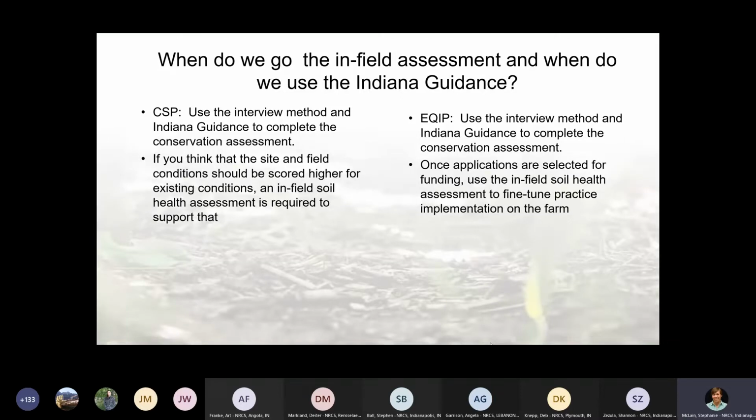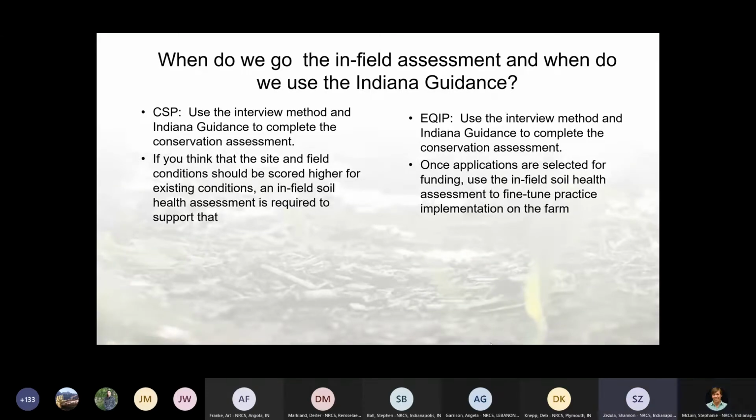And with EQIP, again, we're going to do the interview method, and we're going to follow up with in-field assessments to help support implementing those practices on the farm, fine-tuning that practice implementation guide. I'm going to pause here a second. Shannon, is there anything that you want to add here or support with these statements as I put them here?